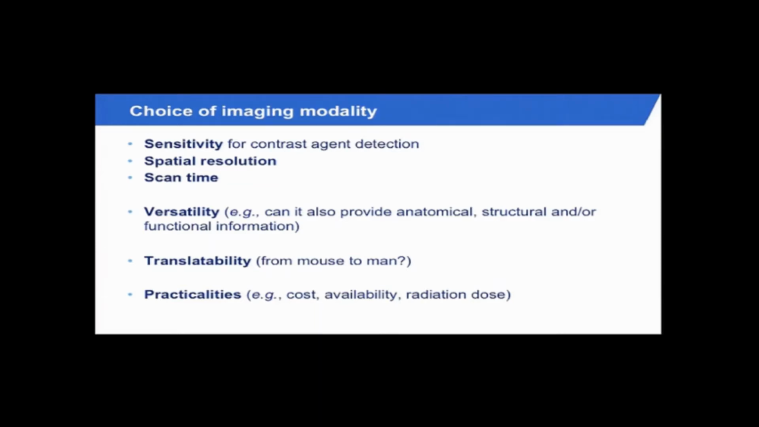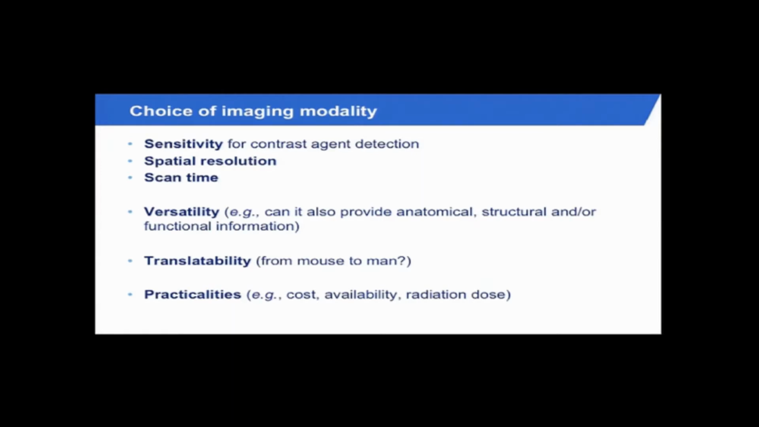Can it not only provide molecular imaging information, but for example also report on the functional status of the tissue or its microstructure, etc.? Translatability could be an important issue. Can we apply it both in the animal model setting and in man? And of course, boring practicalities like costs and availability.